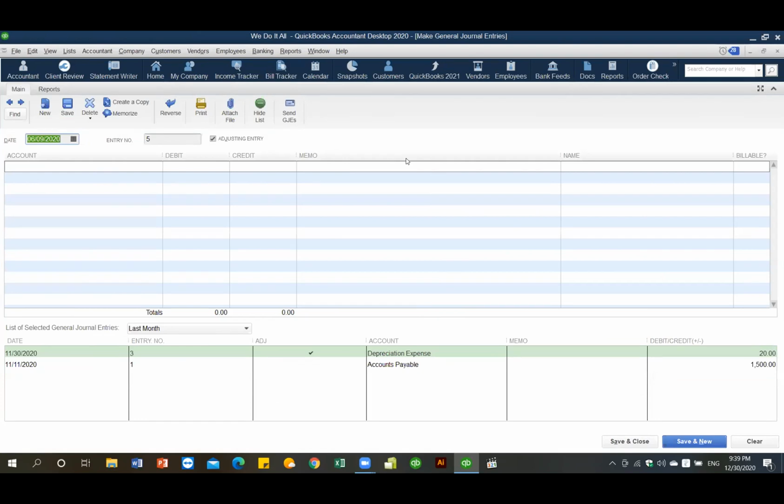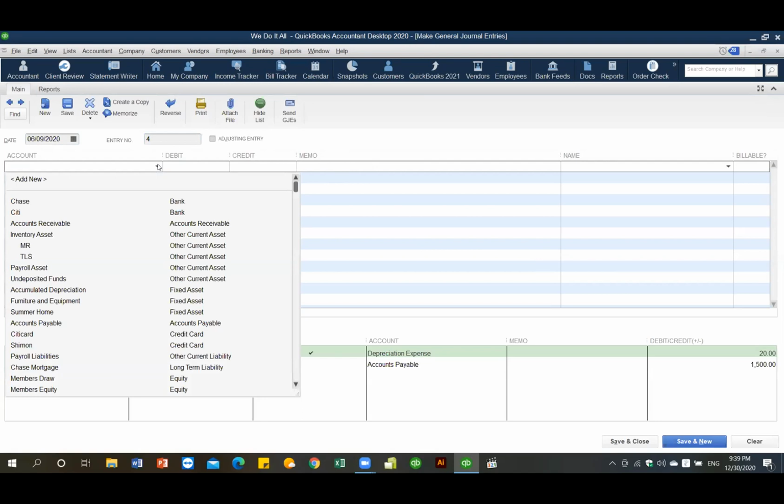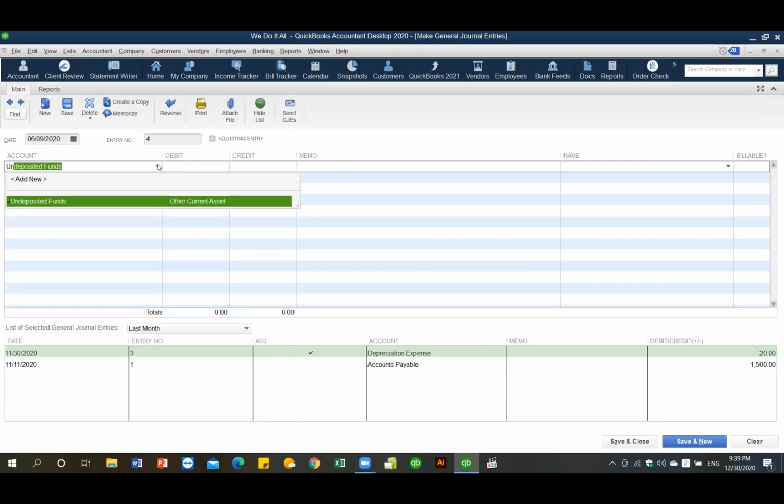This is going to be an unclicked adjusting entry, because it's not an adjusting entry. Make it number 4 in your case, because 5 is already used. Put in the account. Just type undeposited, tab. You're going to put in $1,000.